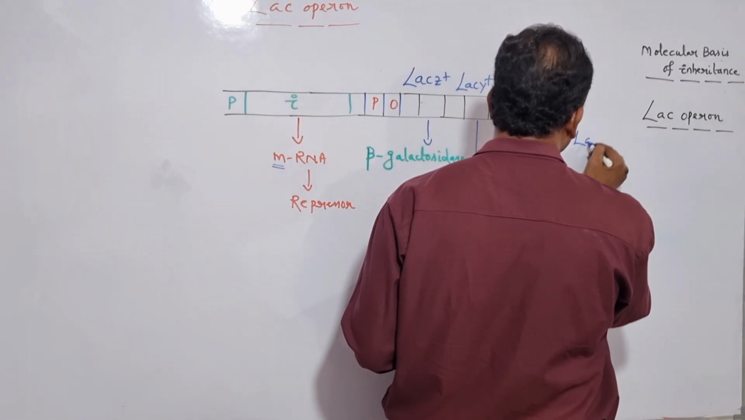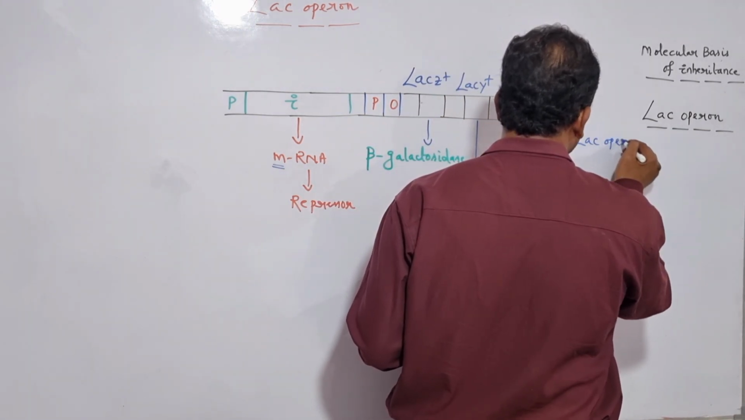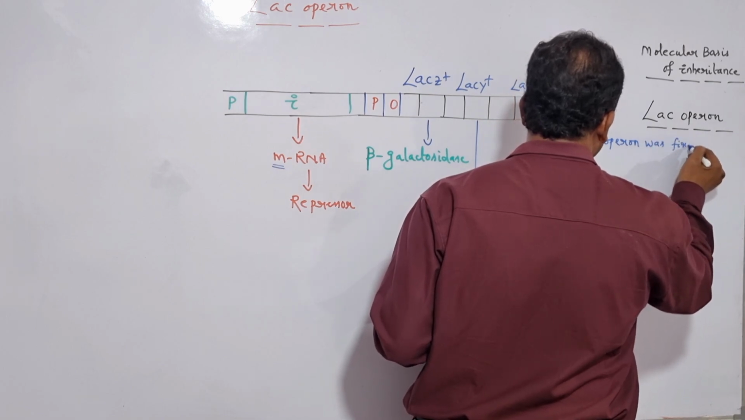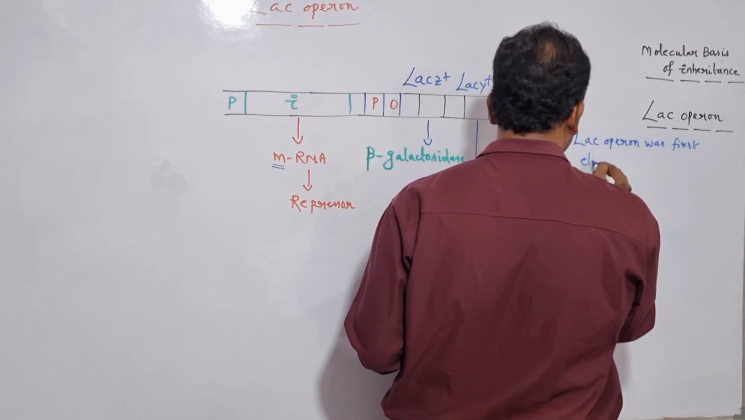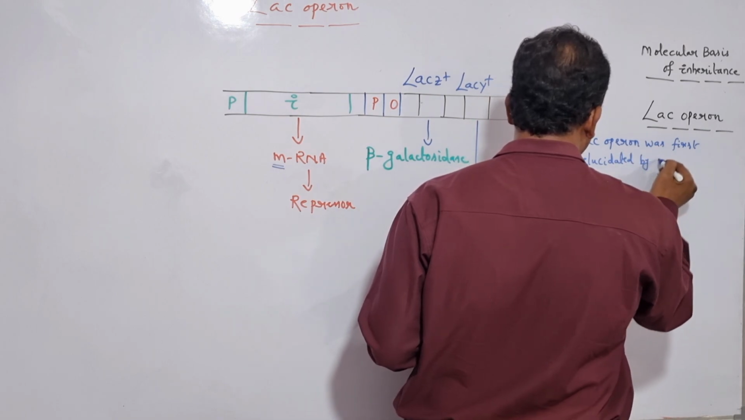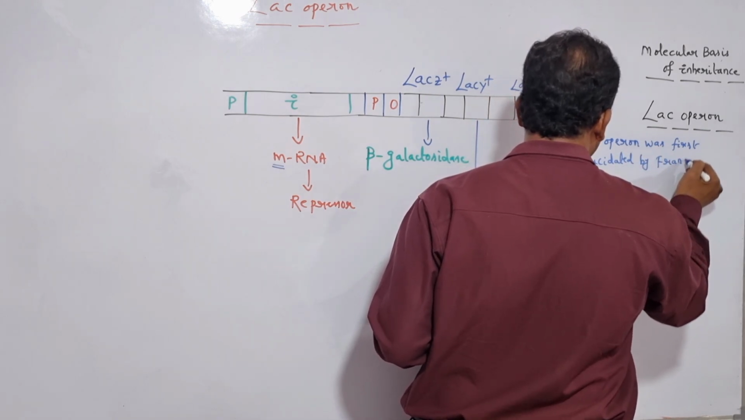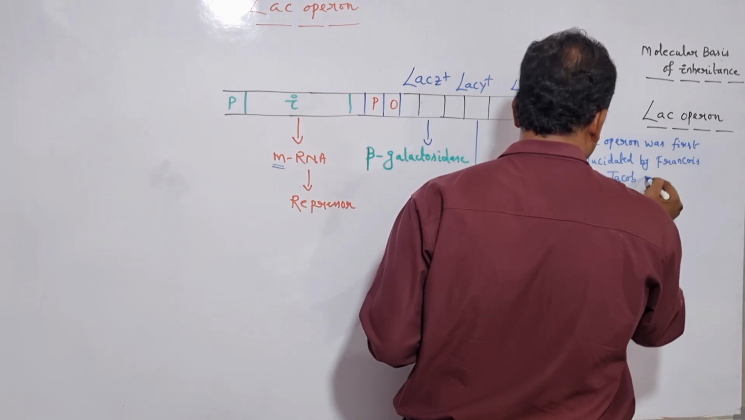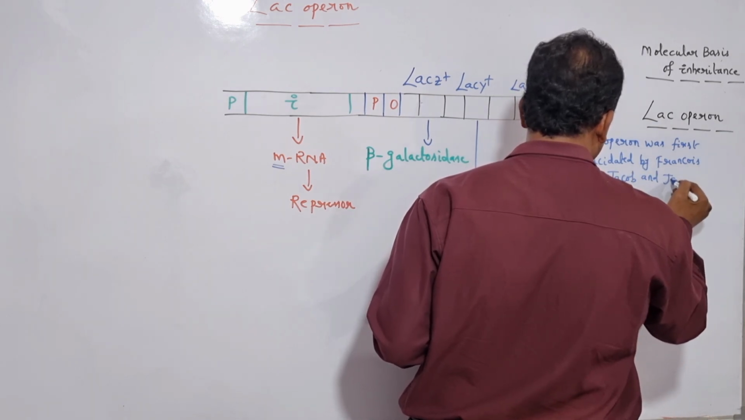Lac operon was first elucidated by Francois Jacob and Jacques Monod.